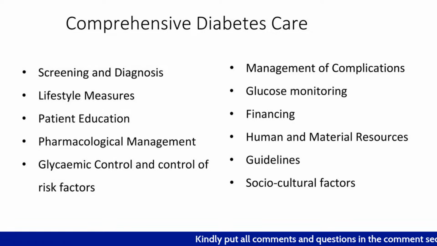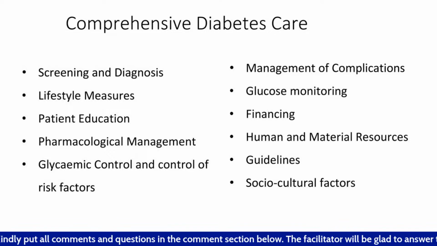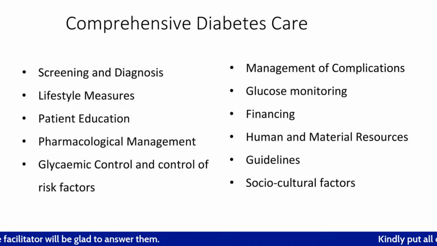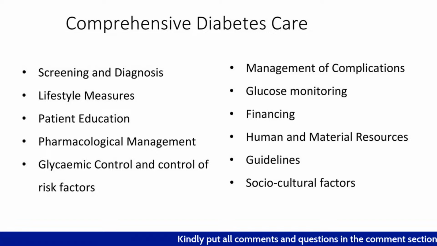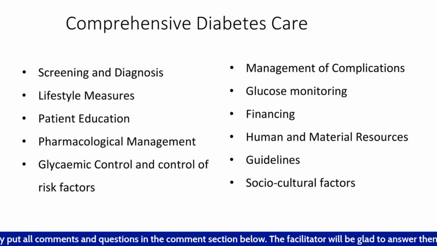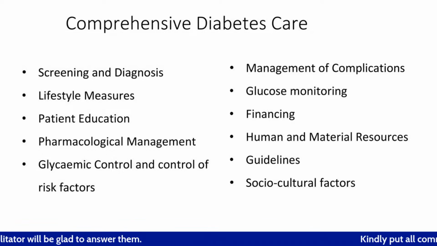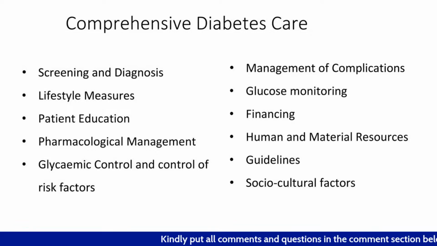We need money to finance care in diabetes, both for infrastructure, to recruit staff, and for equipment, medications, glucose monitoring, and the like. Human and material resources we need, and then guidelines to help us make certain decisions like we are doing today. And everything else must be interpreted in the sociocultural context. What works in Accra may not work in Cape Coast, where I am now. What works here may not work in Tamale. So everything must be planned within the sociocultural context of the setting.